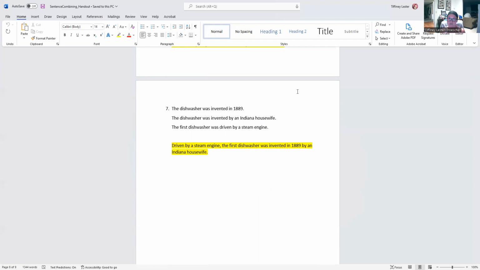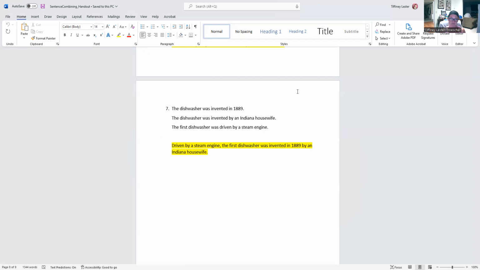That's a really tough one for me, because I honestly do look at all 3 of those sentences and I'm like, wow, 1889. That's huge. An Indiana housewife, that's huge. Driven by a steam engine, that's crazy. This is one of those where I don't know what's most important. So again, depending on the context, you could structure it a few different ways to ensure that the focal point is clear. In this version, we focused on both.